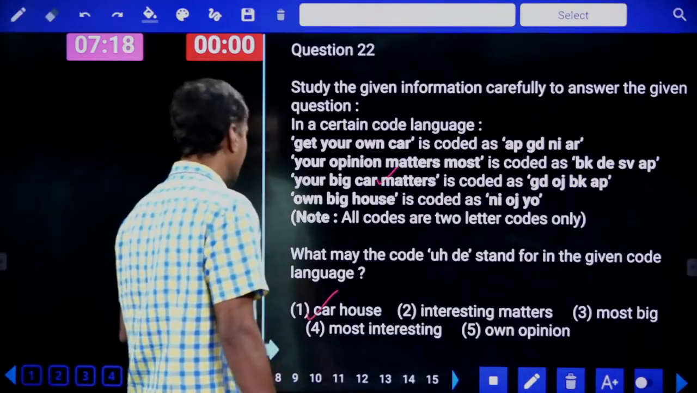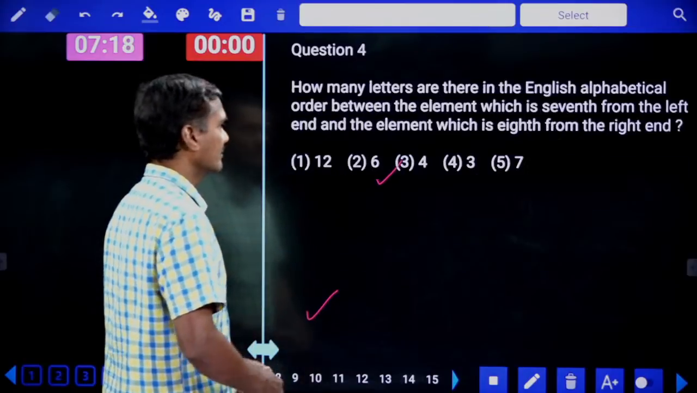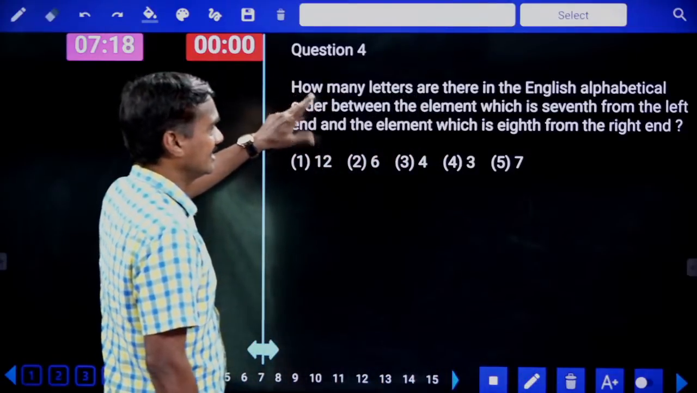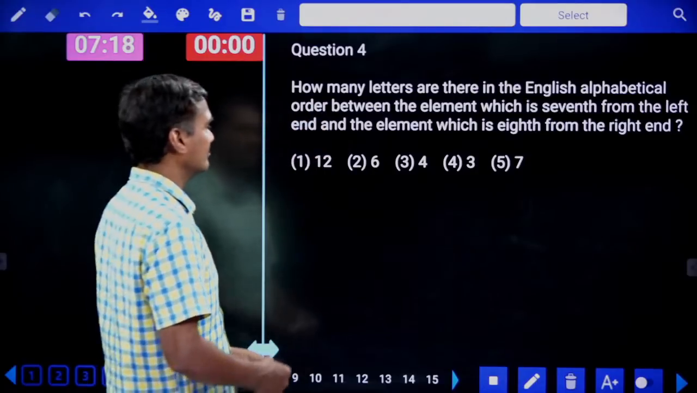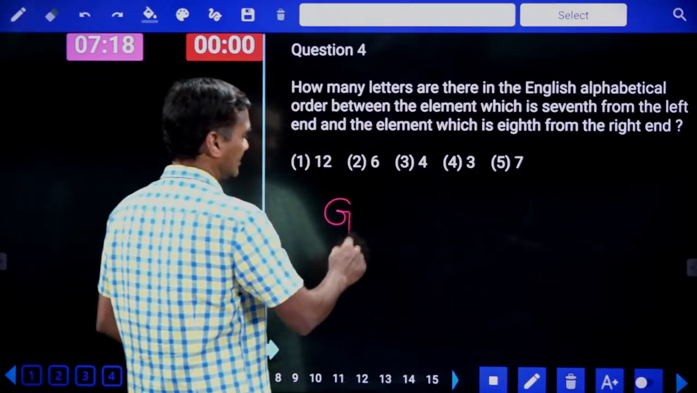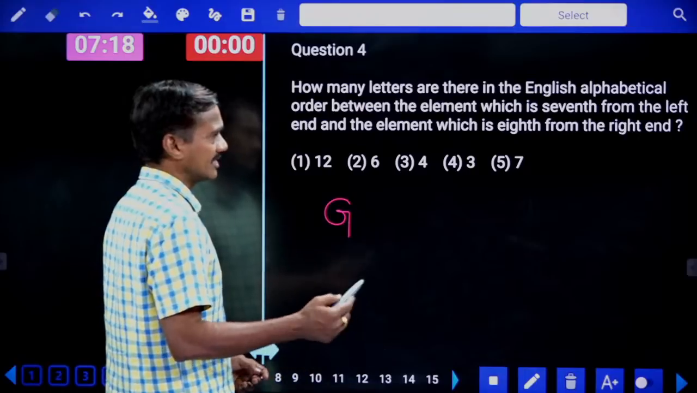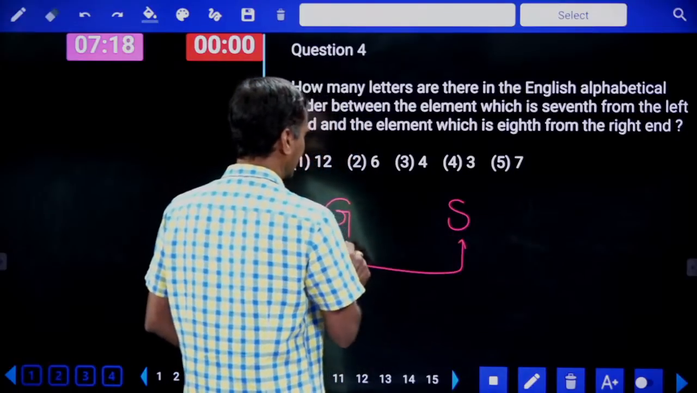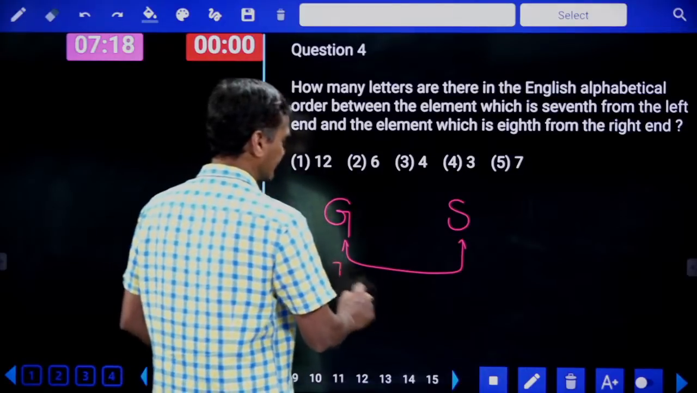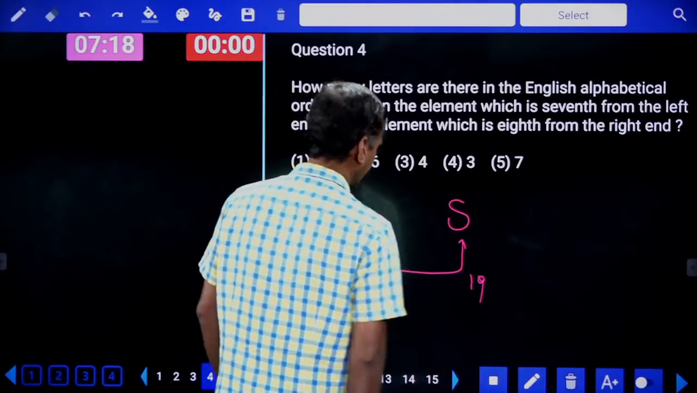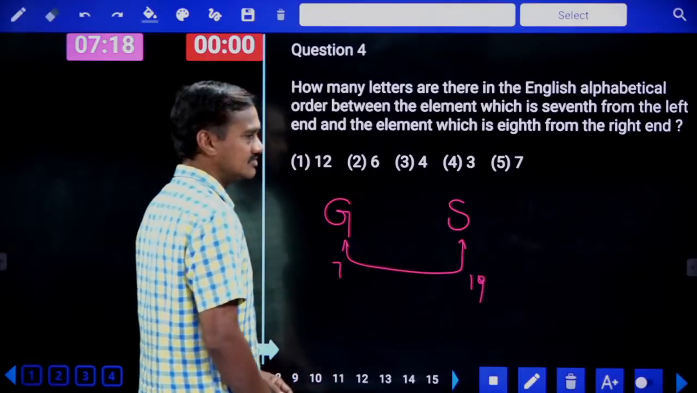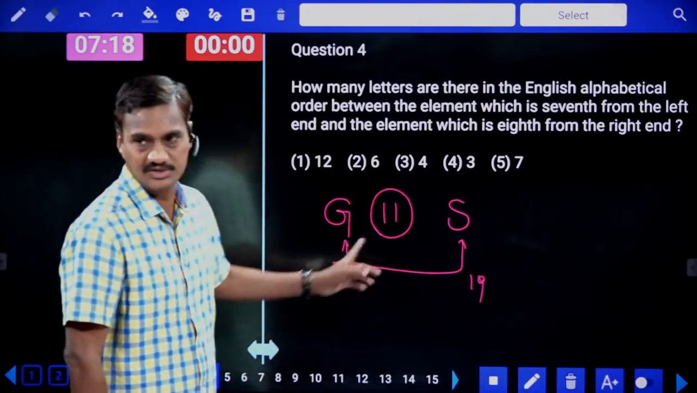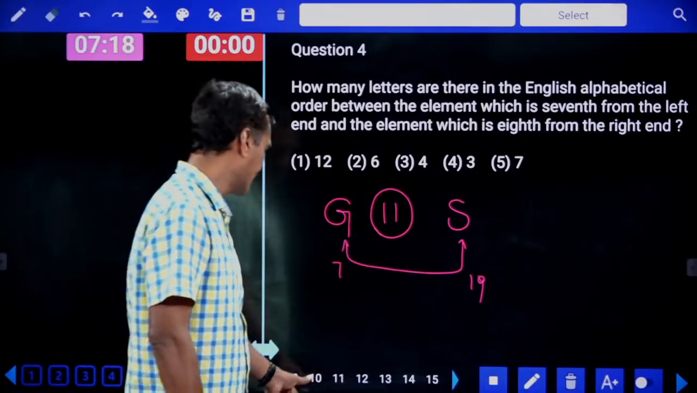Now there is a small question, question number 4. Let us check out this one once again. Question number 4. Now, how many letters are there in the English alphabetical order between the element which is seventh from the left? What is the seventh element from the left hand here? G. And eighth from the right. Eighth from the right is what? Yes. Now, between these two letters G and C in the English alphabetical order, how many letters are there? This is 7 and this is 9, isn't it? 19 minus 7, that is how many? 12 minus 1. Altogether, there must be 11. 11 letters should be there. 11 is not there in this choice. In fact, we need to have 11.